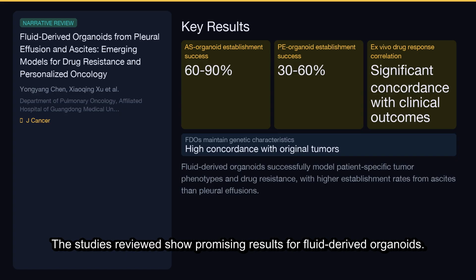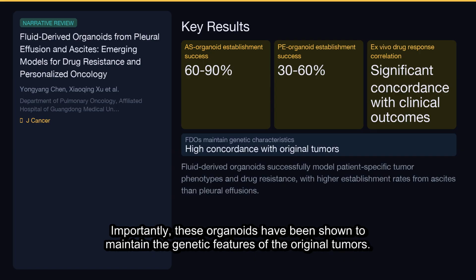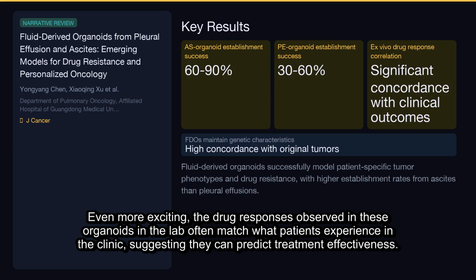The studies reviewed show promising results for fluid-derived organoids. Establishment rates for organoids from ascites are quite high, between 60% and 90%, while those from pleural effusions are a bit lower, ranging from 30% to 60%. Importantly, these organoids have been shown to maintain the genetic features of the original tumors. Even more exciting, the drug responses observed in these organoids in the lab often match what patients experience in the clinic, suggesting they can predict treatment effectiveness.